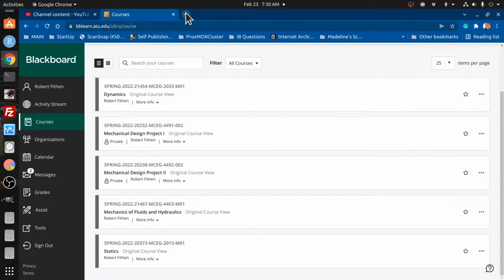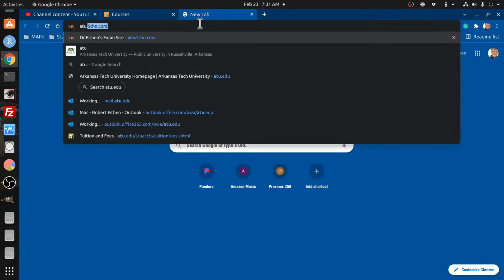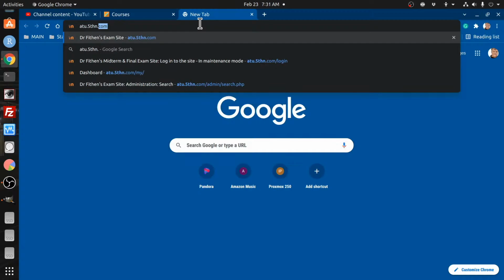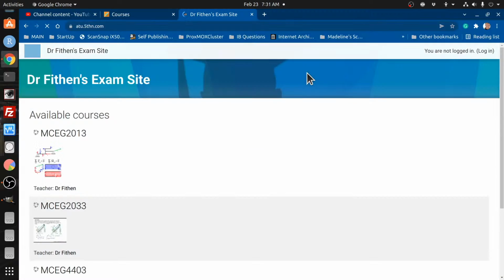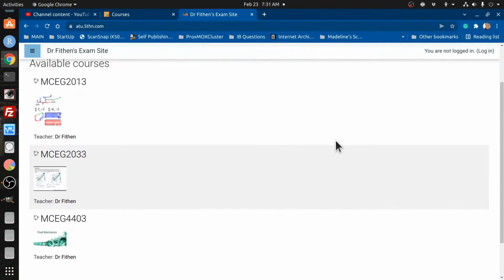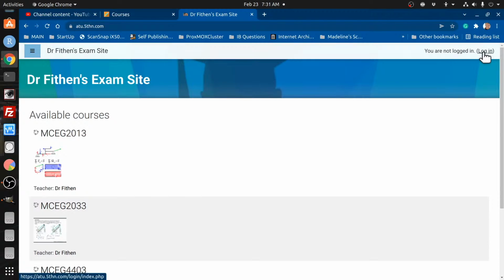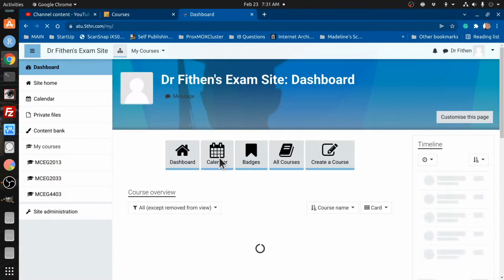One of the things is atu.5thn.com. I, of course, already have an account. You have one as well. When you first come up, it looks kind of like that. It's kind of boring. There are 3 classes. You don't have access to anything till you log in. Now I'm going to go through each of the classes here.